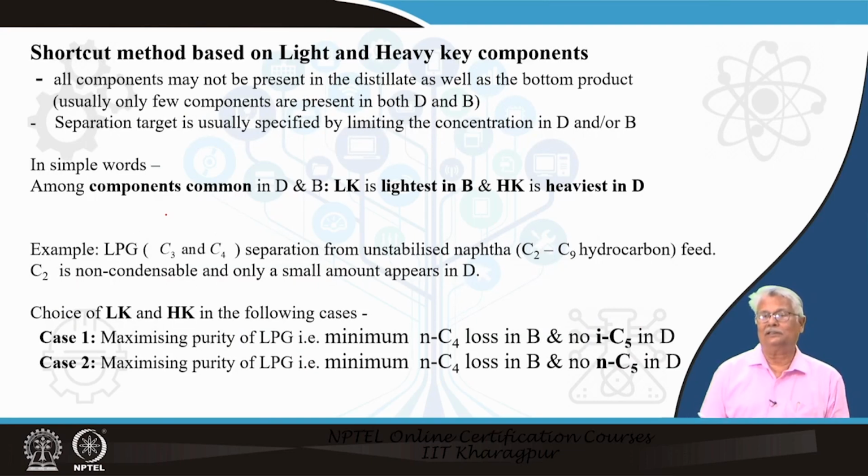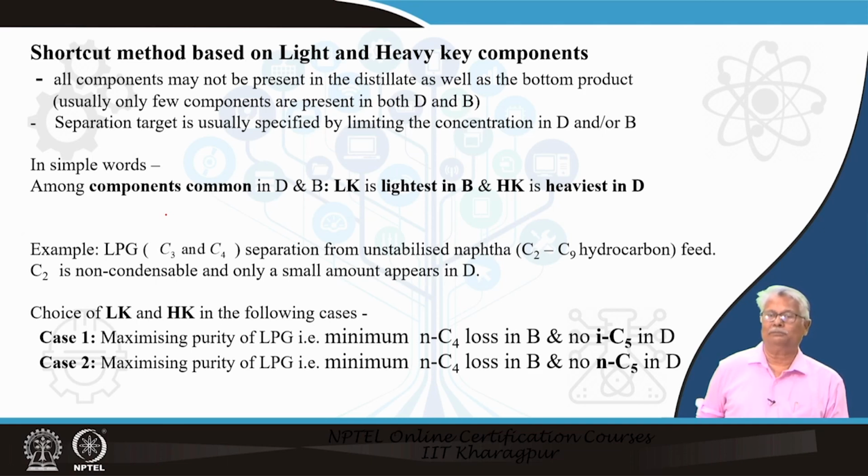To start with, in a formal way, we understand and appreciate that all components may not be present in the distillate as well as the bottom product, that we have seen already. Usually, only a few are common. The separation target is specified by limiting the concentration in D or in B, or in both at times. In simple words, among the components common in D and B, light key is the lightest in B and heavy key is the heaviest in the distillate.